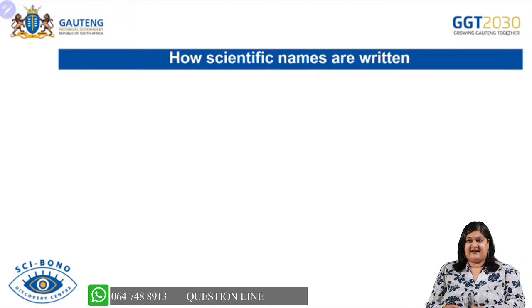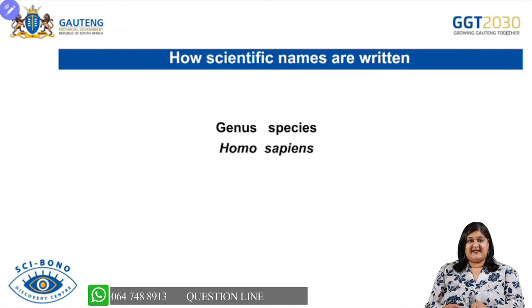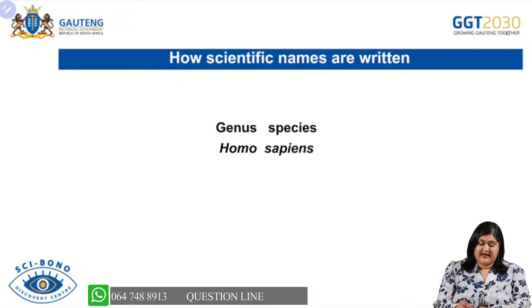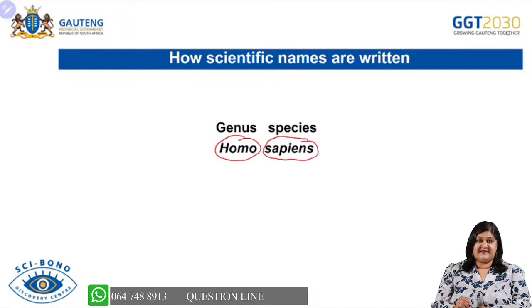Let's recap from grade 10. What do you remember about scientific names? If we go back to grade 10, you'll remember that our scientific name is broken up into two parts. The first word is the genus, and the second word is the species word. And if you look at your textbooks and your question papers, you will see that when the scientific name is written, it's written in italics, like this. Let's just recap there again. Homo in this instance would be the genus name, and sapiens in this instance would be the species.